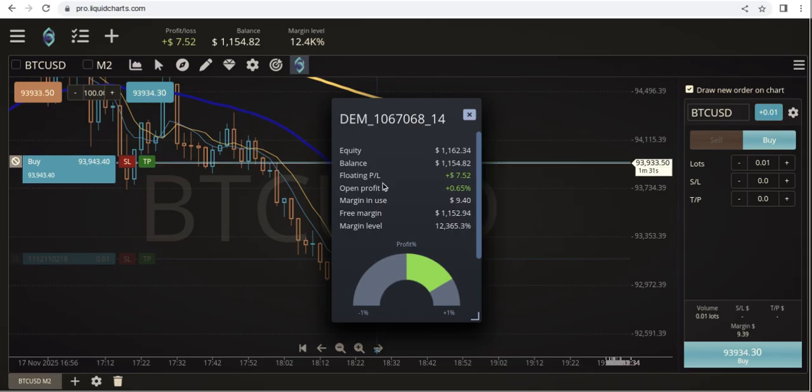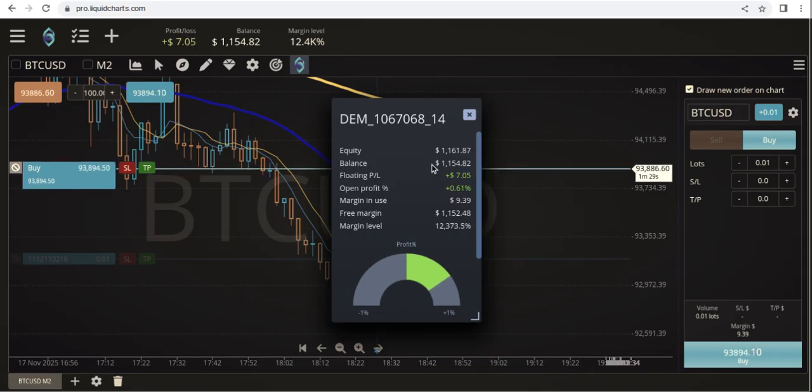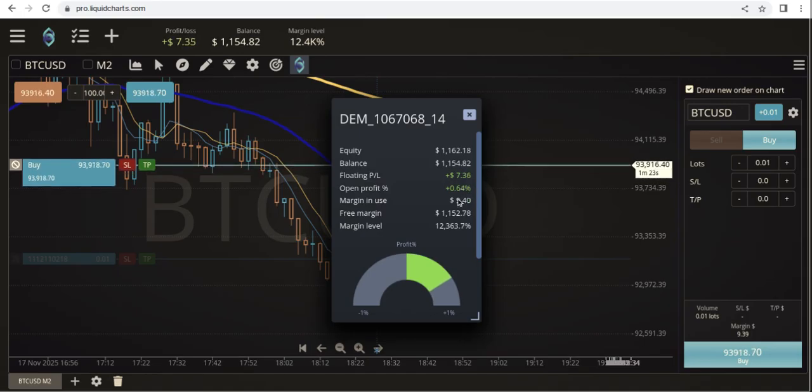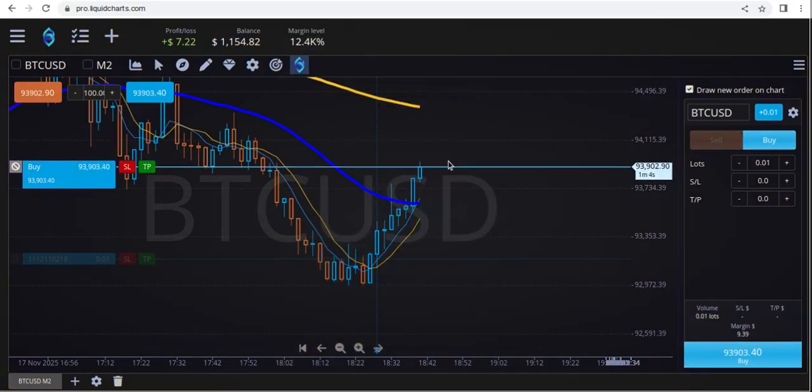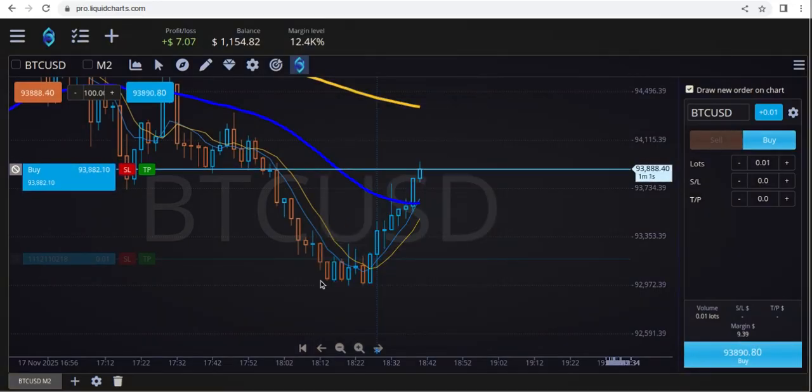This is gorgeous. Look, this software shows you everything: your equity live, your balance, the floating profit, the margin in use. Margin level. Look, it shows you right here. Margin in use, you're only using not much. Look, only a little bit. You see the little red right there? Isn't that beautiful? For real. This is sexy, man. This is so sexy.